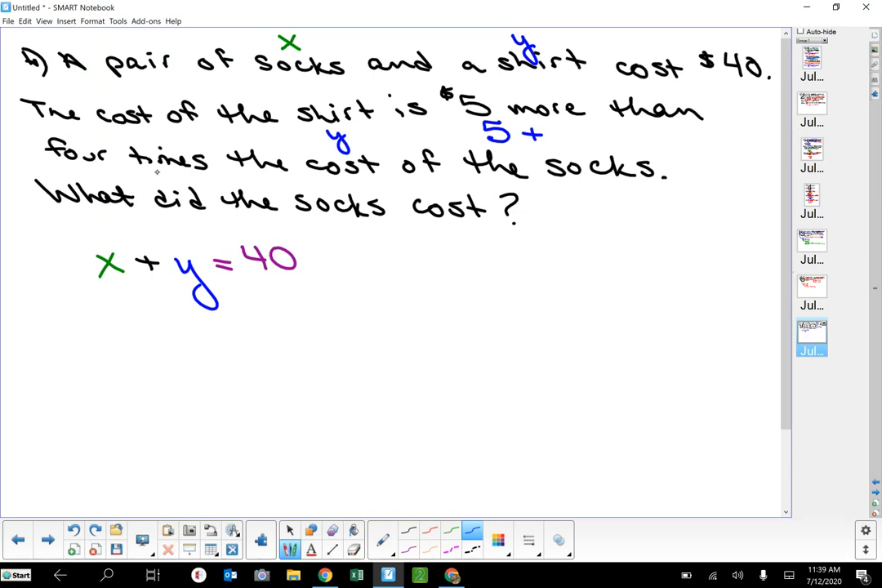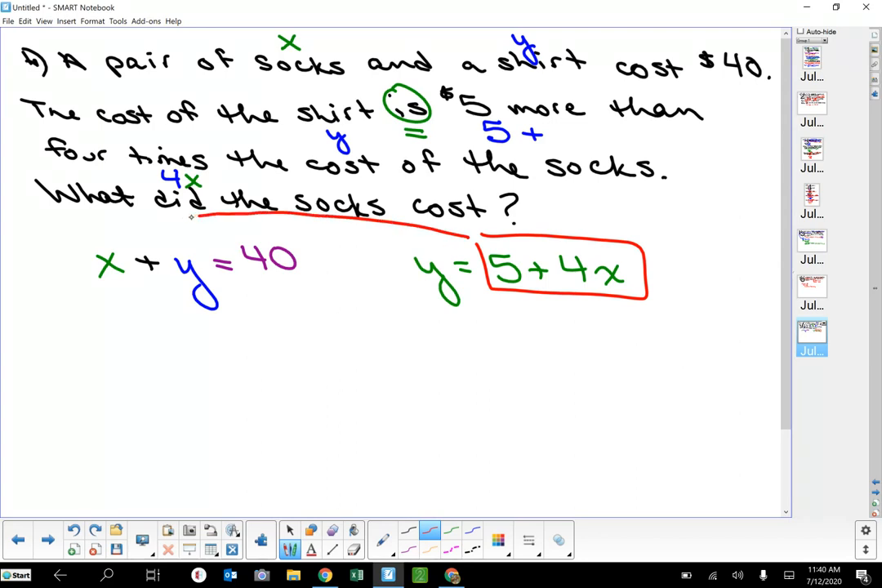So 4 times the cost of the socks, and socks is X. Okay, so remember that is and equals. So we have Y equals 5 plus 4X. And now I can use substitution. I can put this in for the Y over here. So now I have only X's in my equation. So I take this X here plus 5 plus 4X equals 40.